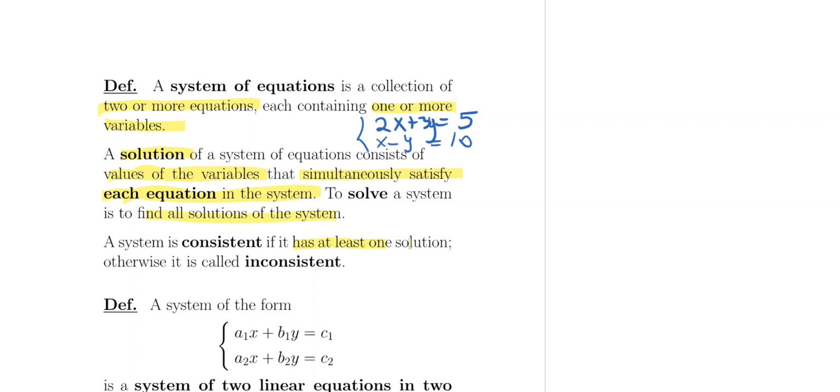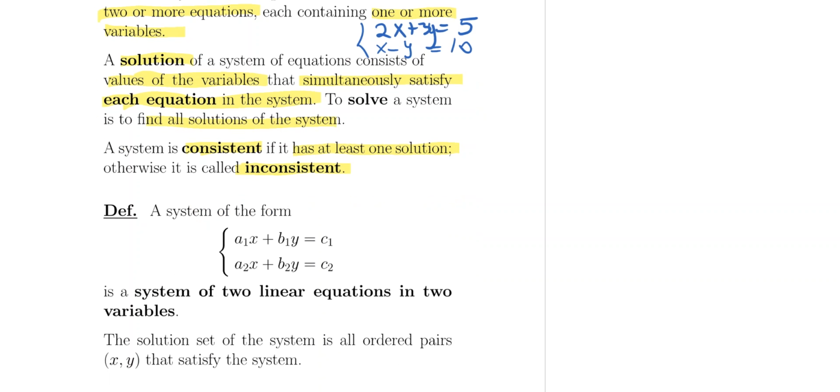If a system has at least one solution, we call it consistent, and you'll see that there are systems that have no solutions, and those are called inconsistent. All right, so first of all, we're going to look at linear systems, and basically they have this form: a1x + b1y = c1, a2x + b2y = c2. And the solution of the system is all the points (x, y) that satisfy both the first and the second equation. So we say that it satisfies the system.